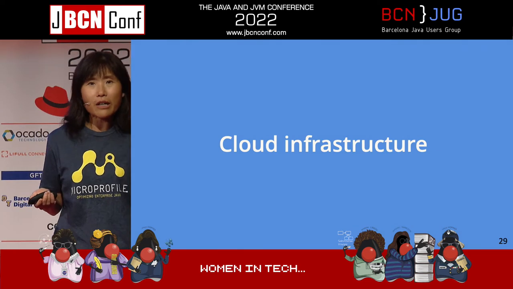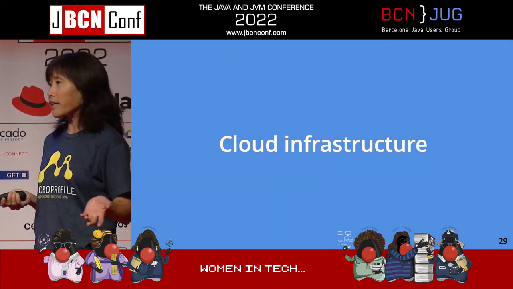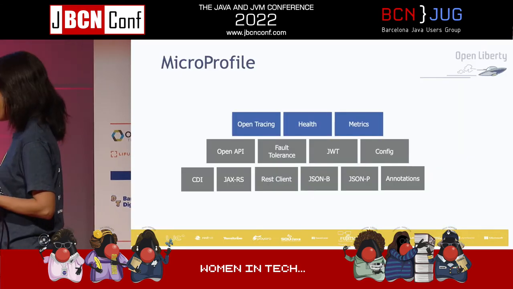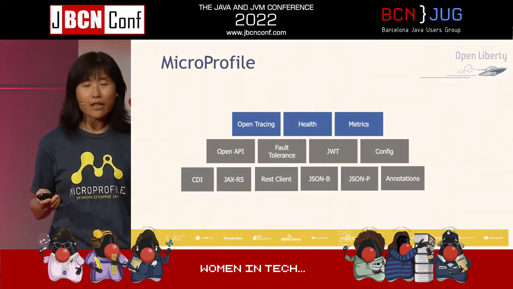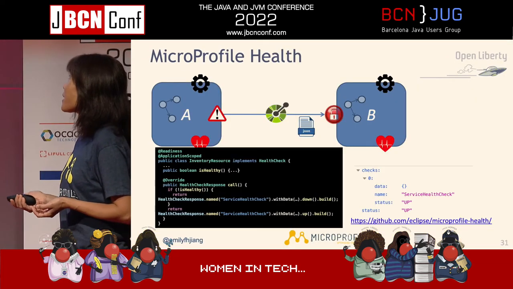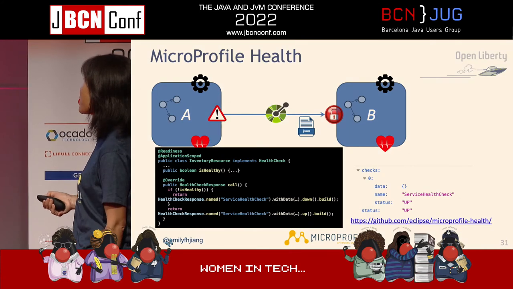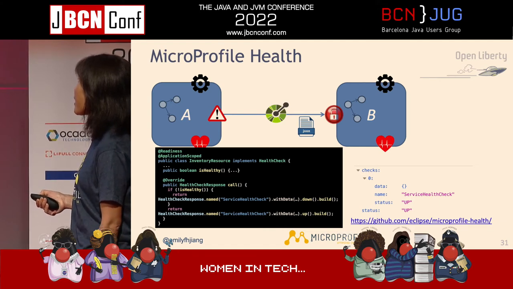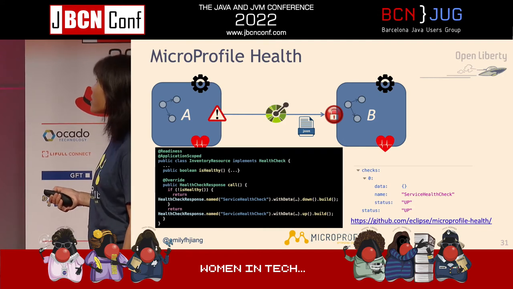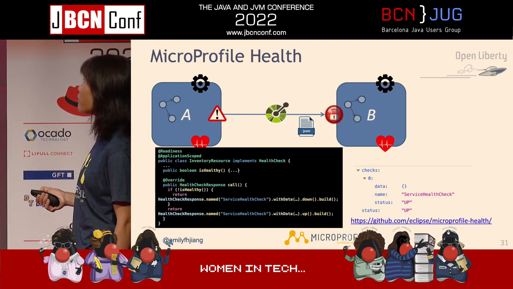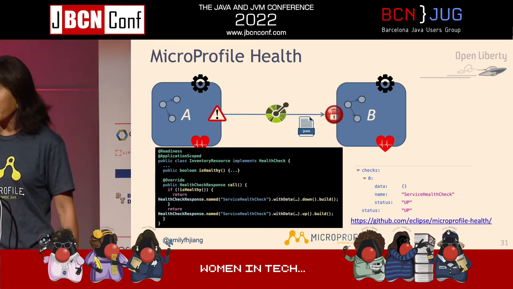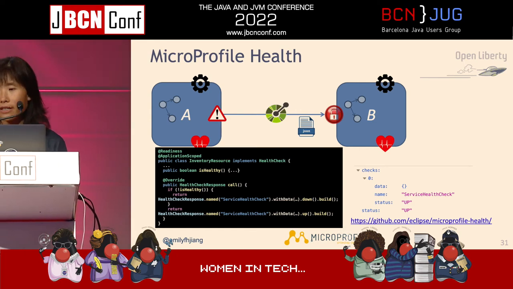Next, once you have done your cloud native applications, the next thing is considering the monitoring aspect, right? That is MicroProfile Health. It has three annotations: readiness, liveness, and startup. It also has three endpoints: /health/ready, /health/live, and /health/started. These directly mirror the Kubernetes liveness, readiness, and startup checks.